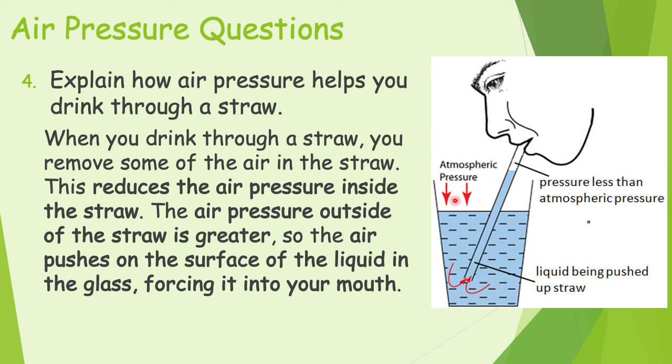And atmospheric pressure is the force of those air particles bashing down on the surface of the liquid. So that means the pressure outside of the straw is going to be greater than the pressure inside of the straw. So atmospheric pressure is going to push the liquid up through the straw and into your mouth so that you can drink whatever is in the glass. Again, pause the video and add to your notes, just remembering that the bits in bold are the really key parts.